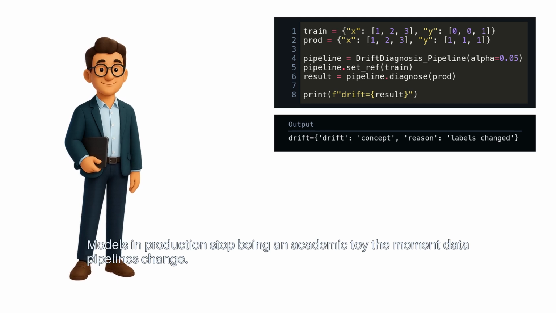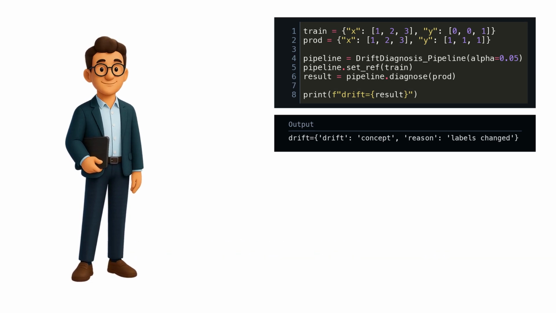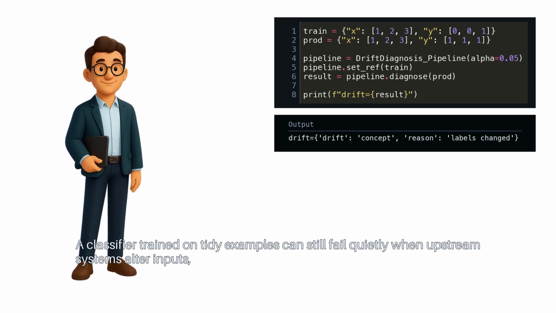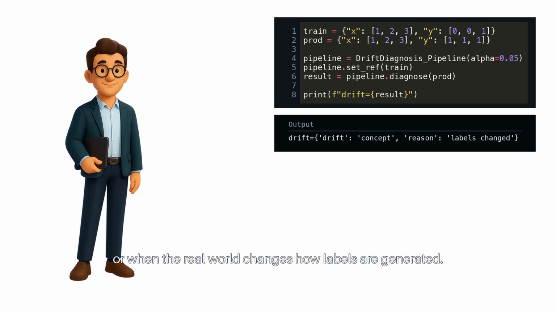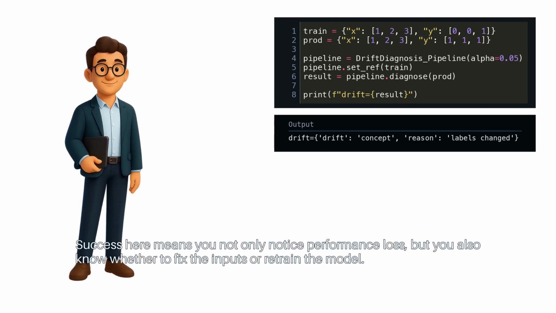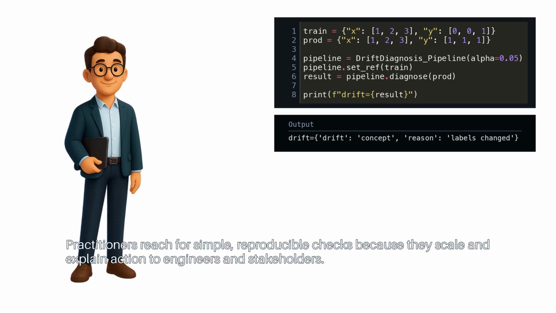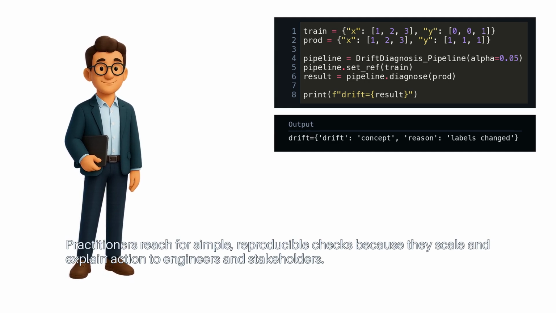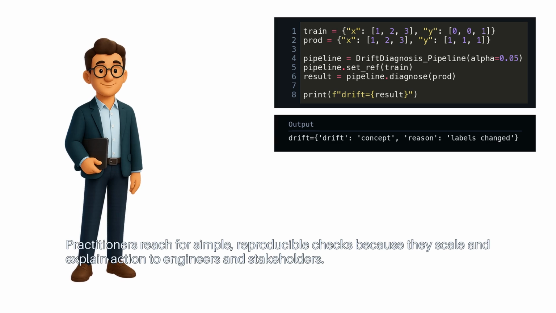Models in production stop being an academic toy the moment data pipelines change. A classifier trained on tidy examples can still fail quietly when upstream systems alter inputs, or when the real world changes how labels are generated. Success here means you not only notice performance loss, but you also know whether to fix the inputs or retrain the model. Practitioners reach for simple, reproducible checks because they scale and explain action to engineers and stakeholders.